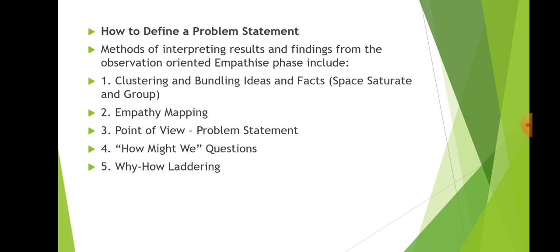How to define a problem statement? Methods of interpreting results and findings from the observation-oriented empathize stage include, first, clustering and bundling ideas and facts. Second, empathy mapping. The third, point of view problem statement. And the fourth is how might we questions. And the last one, why-how laddering.